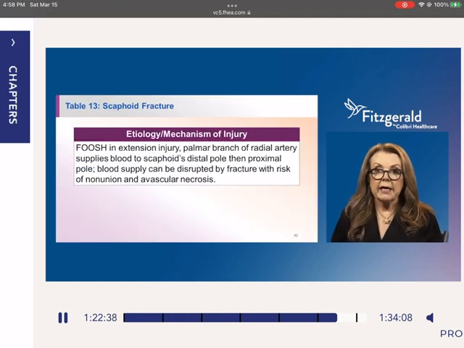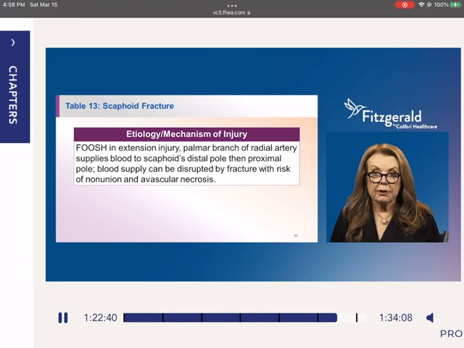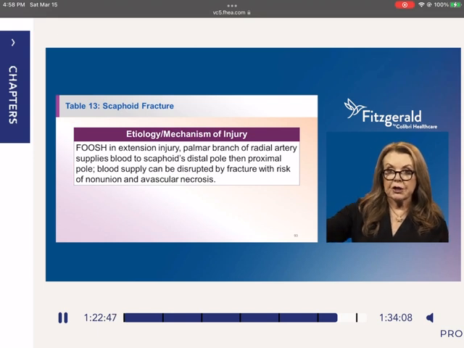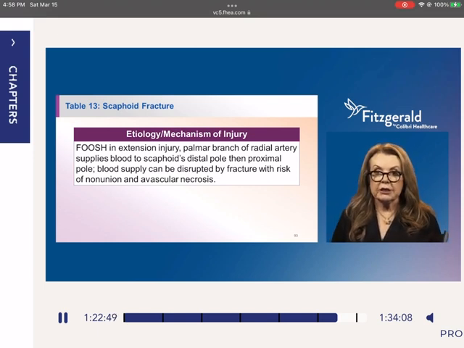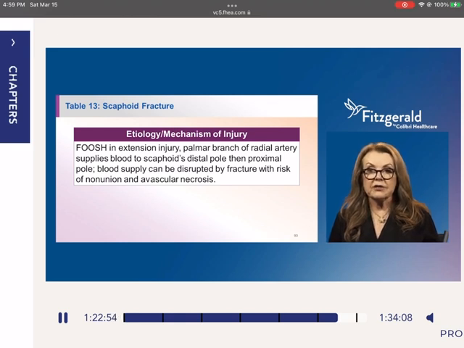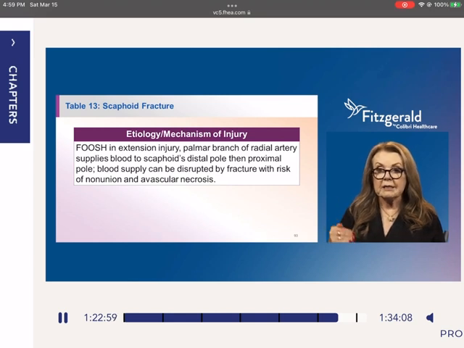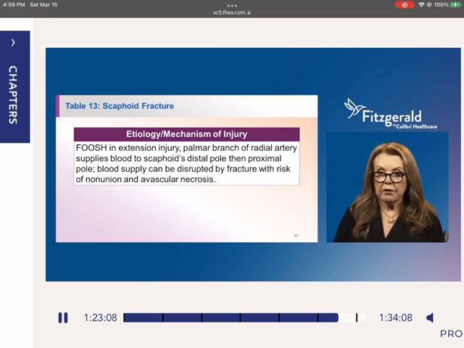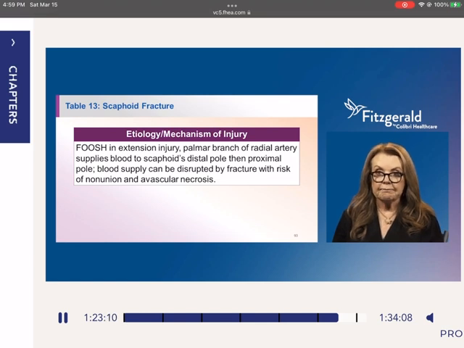And what are we looking at here? We're thinking that probably what he has is a scaphoid fracture. And what's the mechanism of a scaphoid fracture? It's a fall on an outstretched hand, a hyperextension injury. The palmar branch of the radial artery supplies blood to the scaphoid's distal pole, then the proximal pole. The blood supply can be disrupted by fracture with a risk of non-union and avascular necrosis. Therefore, you want ortho referral for expert opinion.